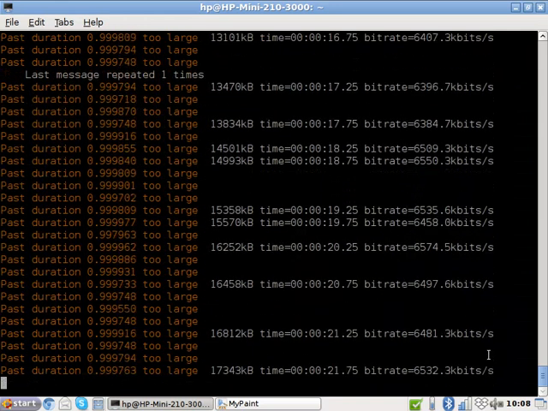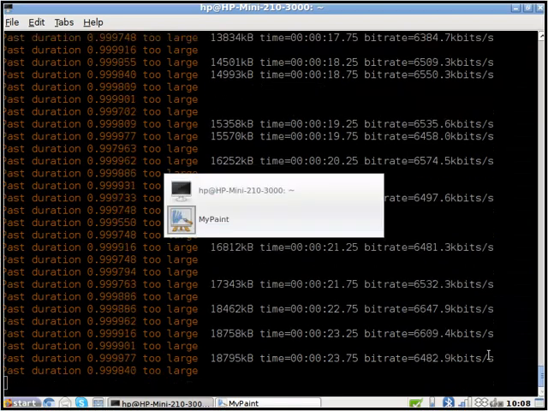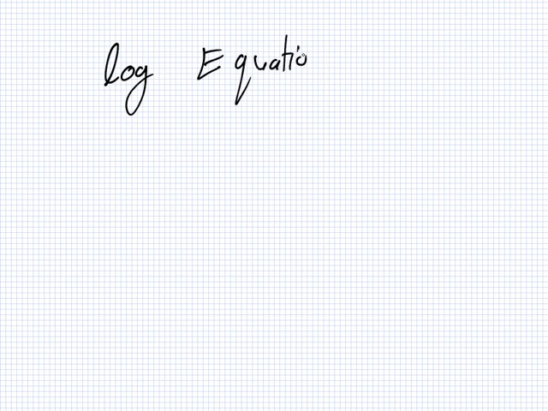Log equations now. Okay, so we're going to continue with what we had previously, except this time logs are going to have a more important role. Okay, so before I start, a little fact to remind you.